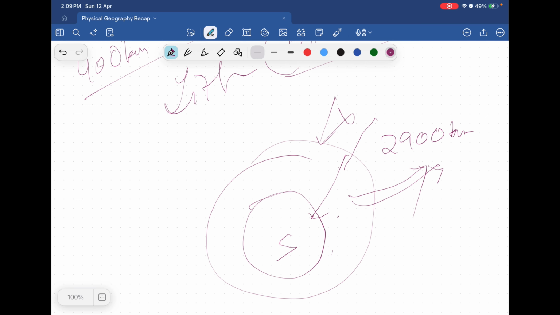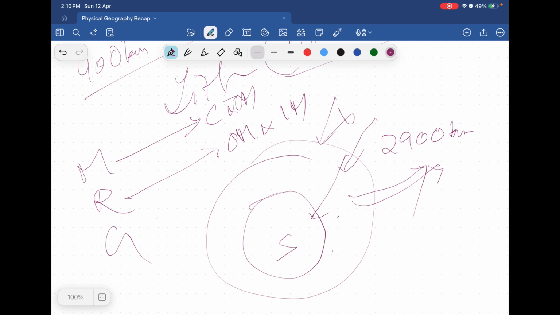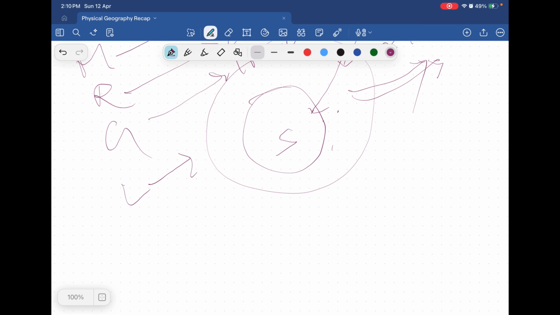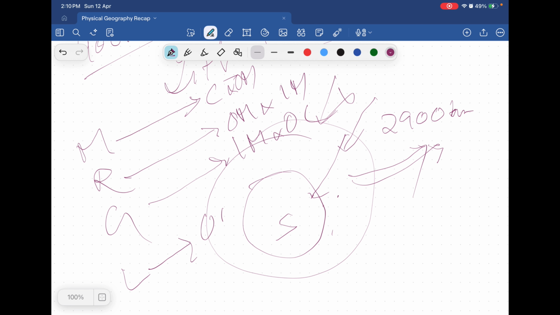We have already talked about Moho. Moho is between the crust and the outer mantle. Then we have talked about Repetti, which is between the outer mantle and the inner mantle. Then there is Gutenberg, between the inner mantle and the outer core. And then there is Lehmann, between the outer core and the inner core.